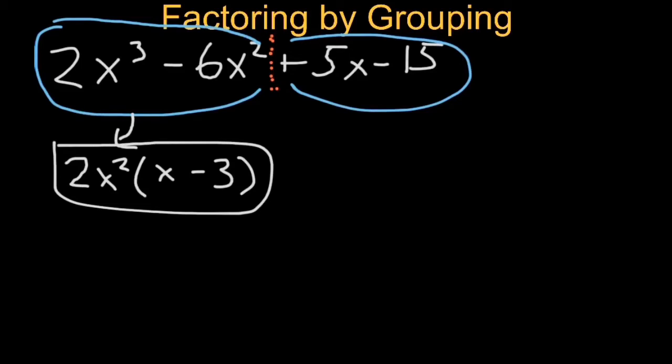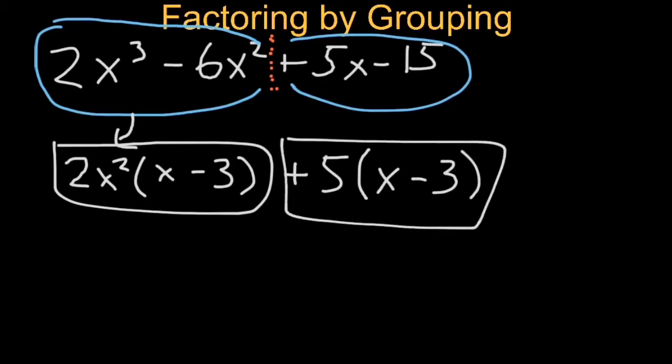And then for our second part, we have 5x minus 15. Our greatest common factor here would be positive 5. So we can factor positive 5 out. So 5x divided by positive 5 is x, and negative 15 divided by positive 5 is negative 3. So this is our second part. I'll write this out more neatly. So we have 2x squared bracket x minus 3 plus 5 bracket x minus 3.